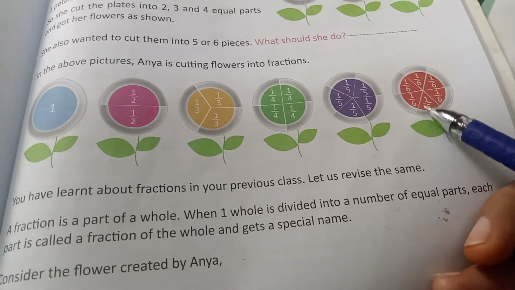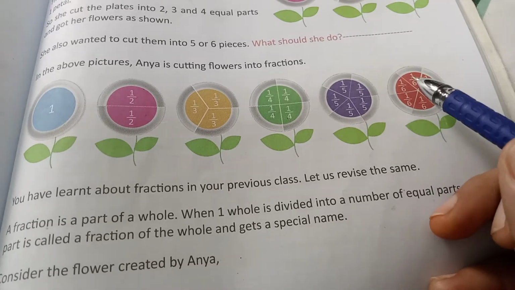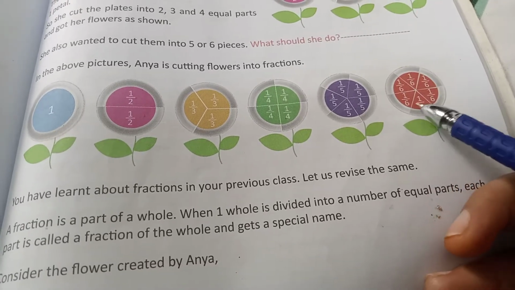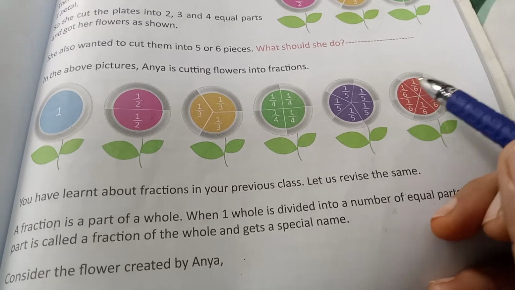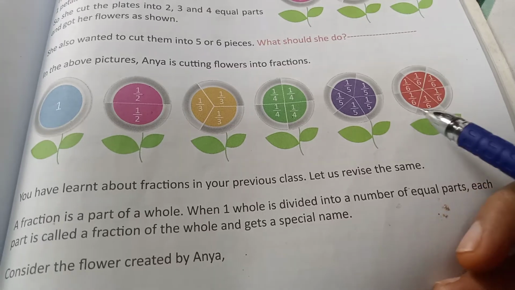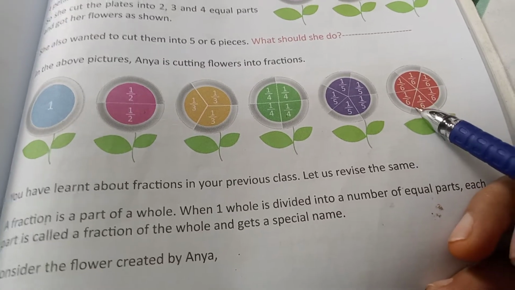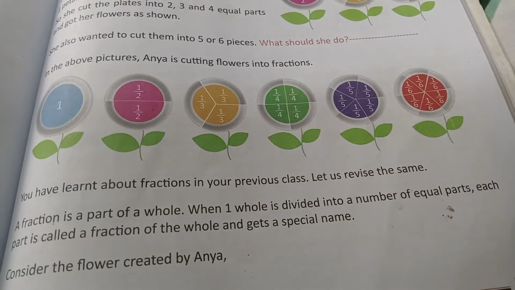Okay, 1 by 6, 1 by 6, 1 by 6. See, it is divided into 6 equal parts. 1, 2, 3, 4, 5, 6. And all these parts are equal. Yes, all these 6 parts are equal. So each part will be represented by 1 by 6.